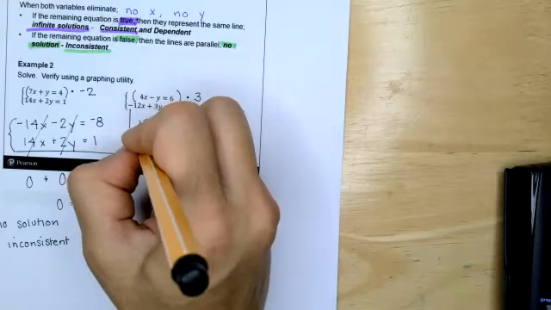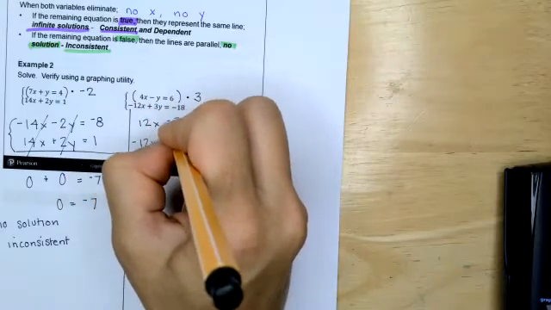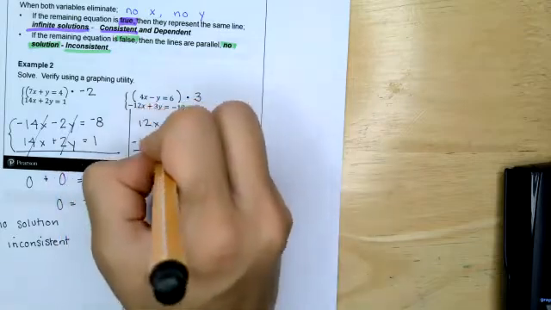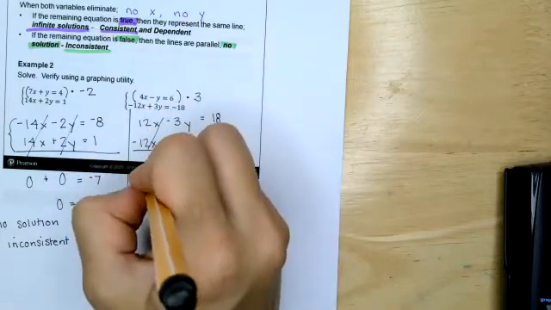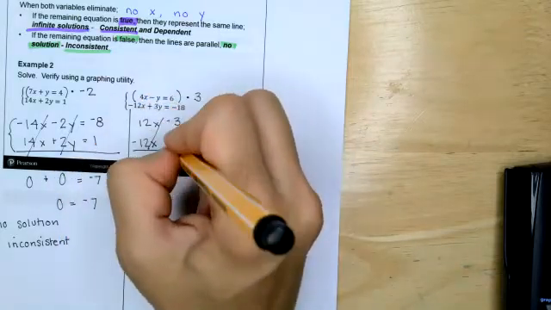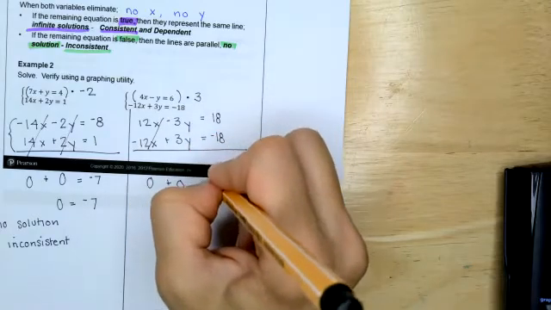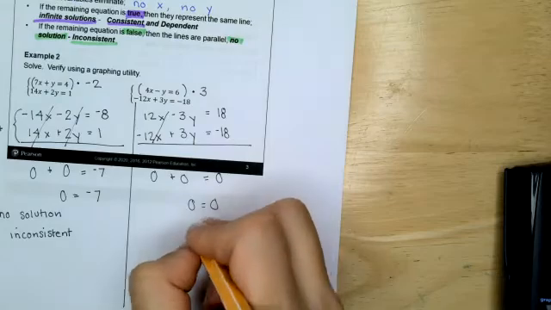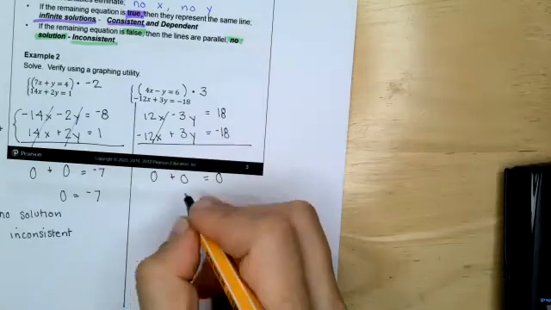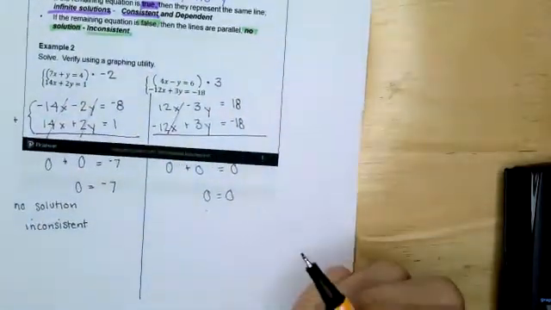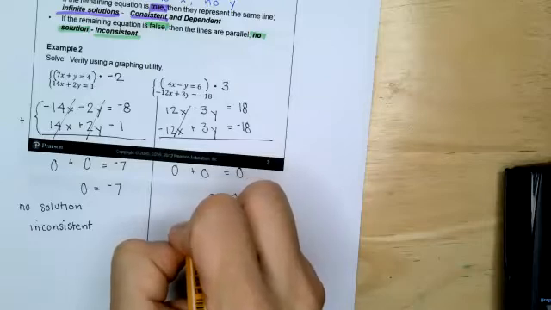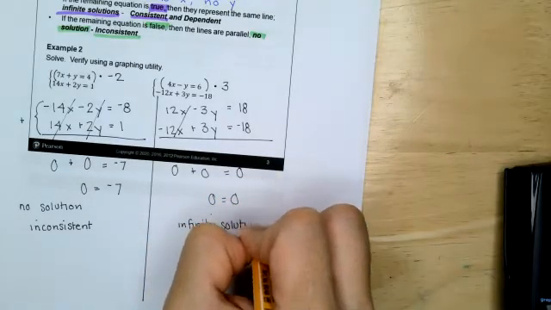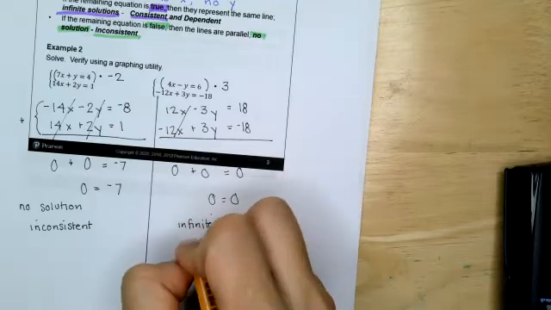I'll write the other one, -12x right below it, plus 3y in the y column equals -18 below the positive 18. This is just 0. We're combining them. This is also 0. 0 plus 0 equals 0. 0 equals 0. That is true, right? And so that means it is infinite solutions. These are the same line. Consistent.